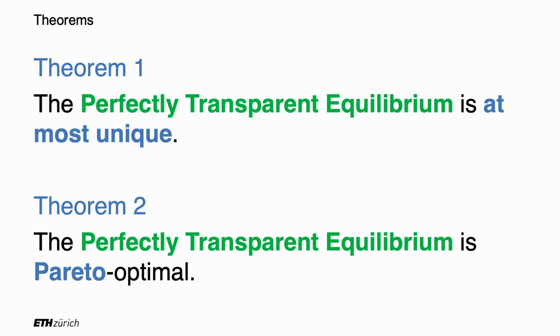The perfectly transparent equilibrium is just the general name. It's always at most unique. You cannot have multiple of them. There's at most 1 fixed point. And the second theorem is that it's always Pareto optimal, meaning you will not be stuck in situations like the prisoner's dilemma where you would have another outcome giving more. That cannot happen. It's always optimal. So it's very desirable from an economic perspective.